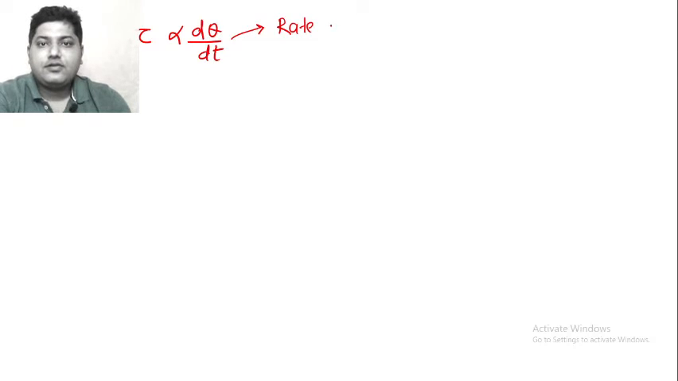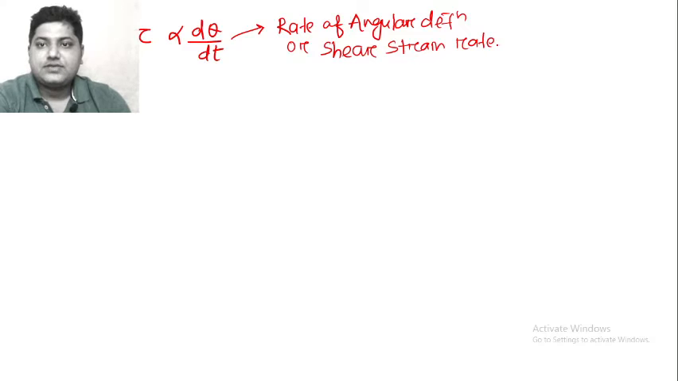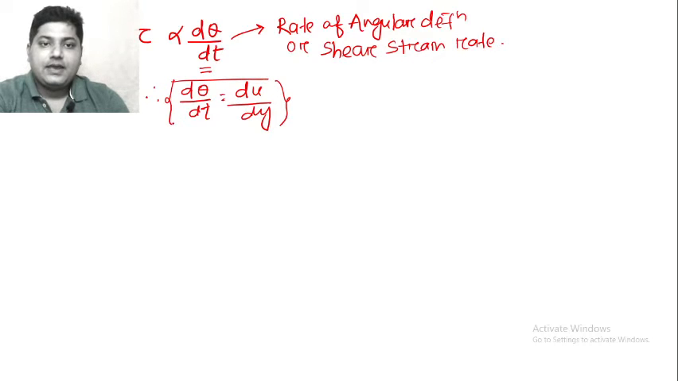rate of angular deformation, or that is called shear strain rate, that is called rate of shear strain. Okay, and we found out that in the place of d theta by dt, it will be equal to du by dy. We found out this one, du by dy, and this again we write as tau is directly proportional to du by dy.